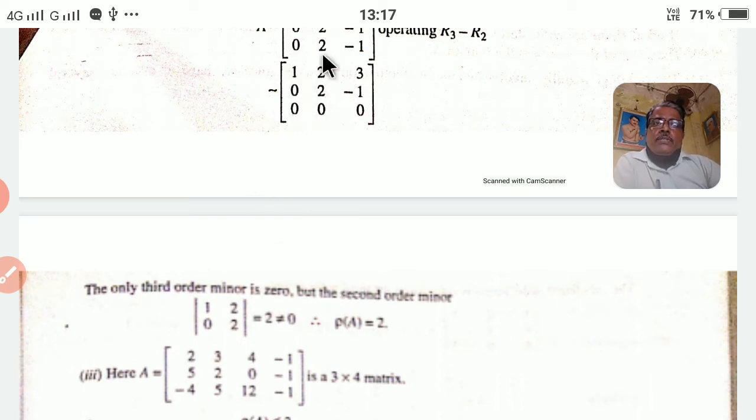So second order minor means what? I take this matrix, 1 2, 0 2. So write 1 2, 0 2 and we calculate its value. So 2 into 1 is 2, minus 0. So it is 2. Therefore it is not equal to 0. So therefore rank of A is equal to 2.